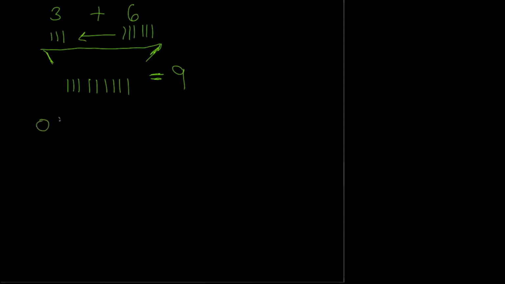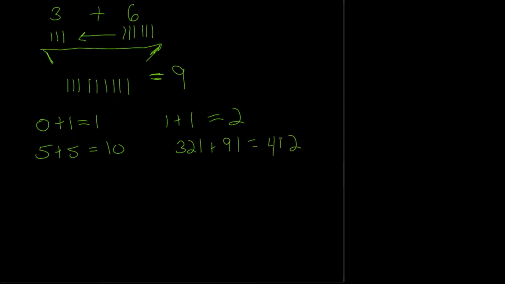Every time I have 0 things and I add 1, I get 1. Every time I have 1 thing and I add 1, I get 2. And every time I have 5 things and I add 5 things, I get 10. Every time I have 321 things and I add 91 things, I get 412 things. These are truisms.